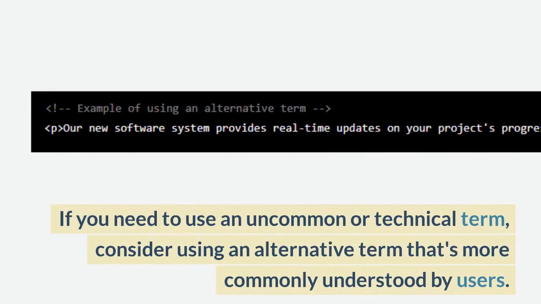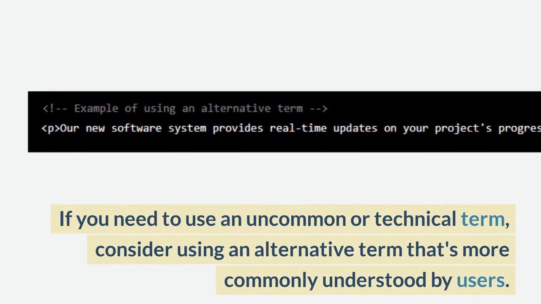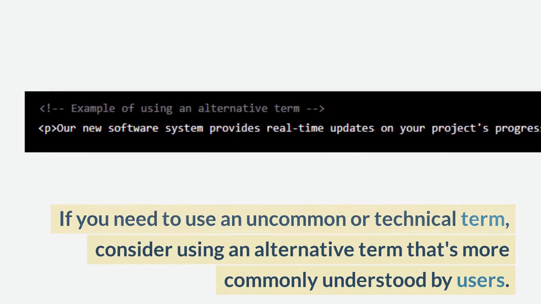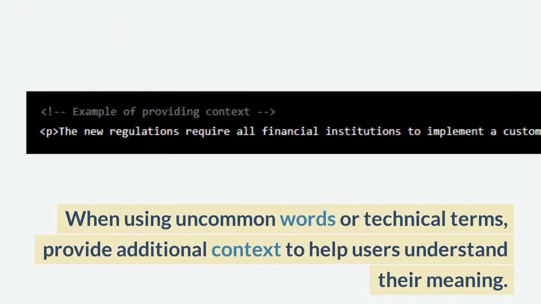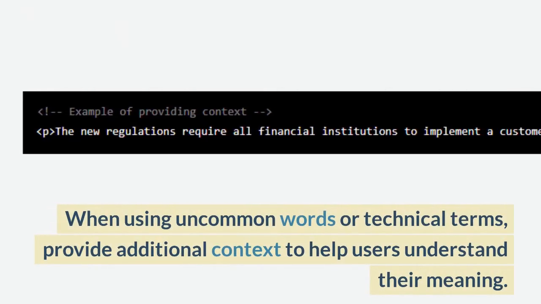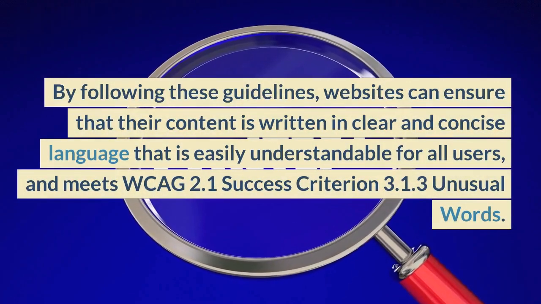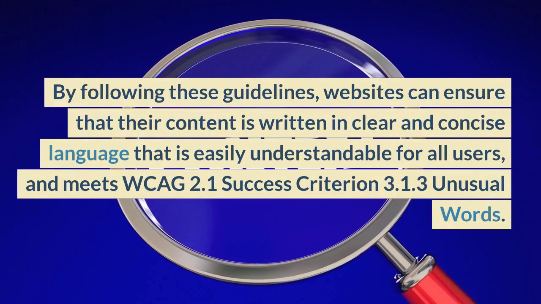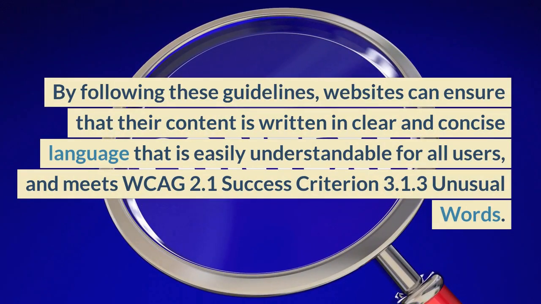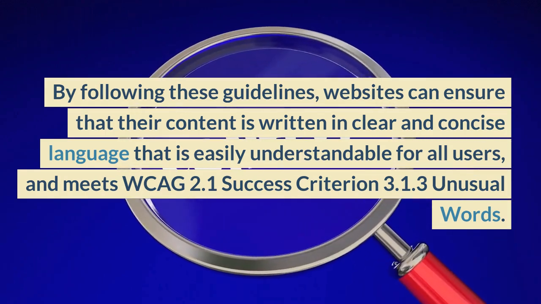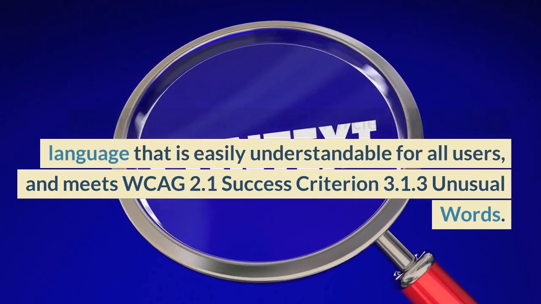If you need to use an uncommon or technical term, consider using an alternative term that's more commonly understood by users. When using uncommon words or technical terms, provide additional context to help users understand their meaning. By following these guidelines, websites can ensure that their content is written in clear and concise language that is easily understandable for all users, and meets WCAG 2.1 Success Criterion 3.1.3 Unusual Words.